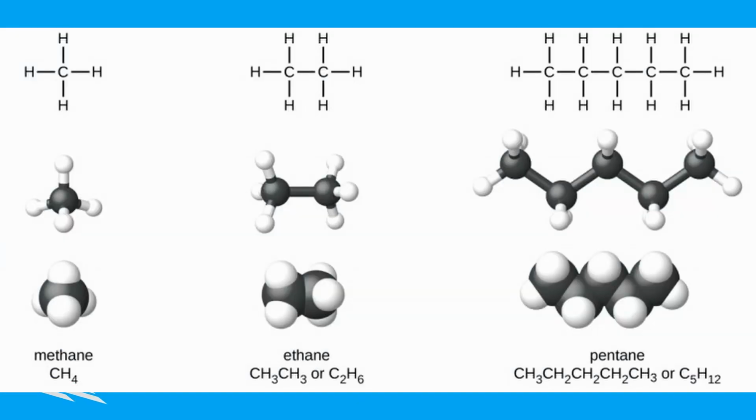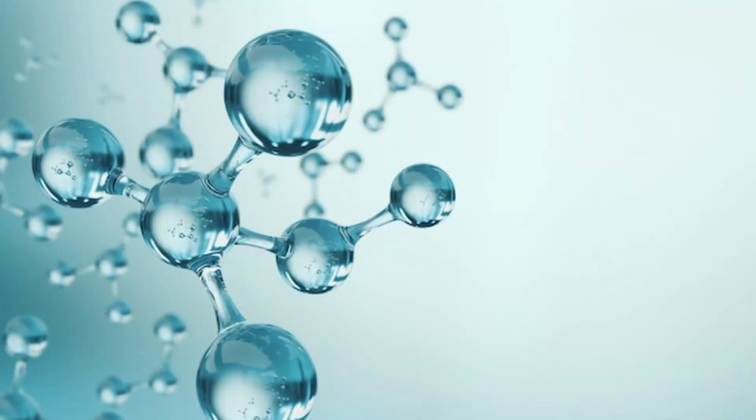Alkanes are also known as saturated hydrocarbons since all of the carbon-carbon bonds are single bonds that are saturated with hydrogen atoms. In other words, the hydrocarbon is lacking a pi bond.